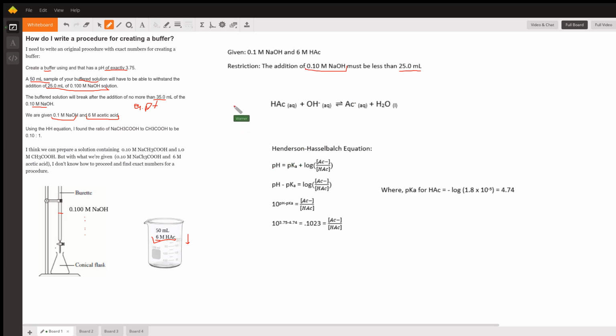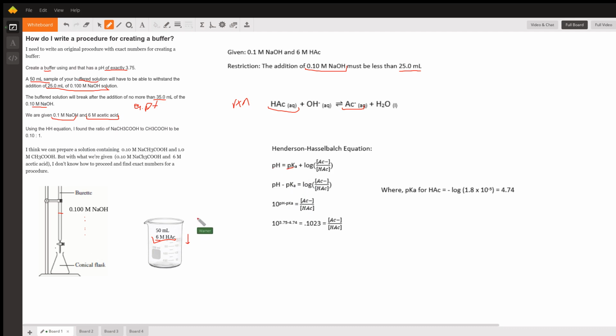So let's write down a reaction. There's going to be a certain acid dissociation here after the addition of the hydroxide to the acetic acid, which is going to form a conjugate base of acetic acid, which is AC minus, plus water. So there's a neat equation, the Henderson-Hasselbalch equation. It relates the moles of the conjugate base to the acid plus pKa.